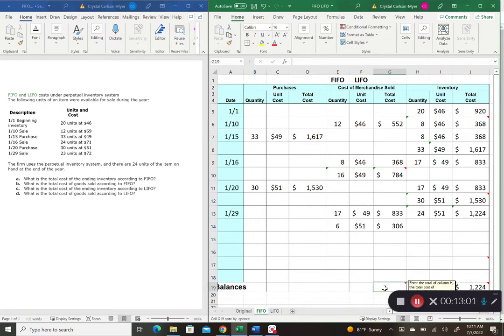If I wanted the cost of goods sold for the entire month of January, so what's the total cost of goods sold according to FIFO? I'm going to add up my entire column of cost of goods sold. And I have a total cost of goods sold for the month of January of $2,843. So my ending inventory value in part A would be $1,224. It's merely what is remaining at the end of the month. If I want the total cost of goods sold for the entire month of January, I would add up my total cost column right here.